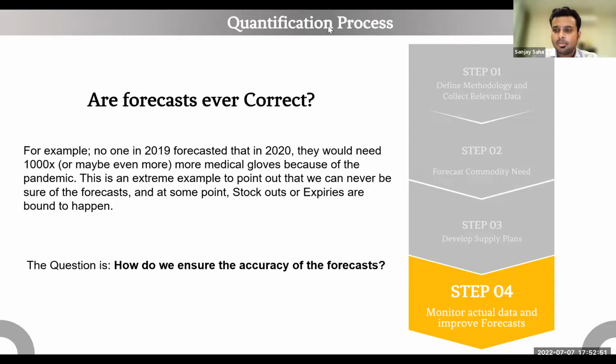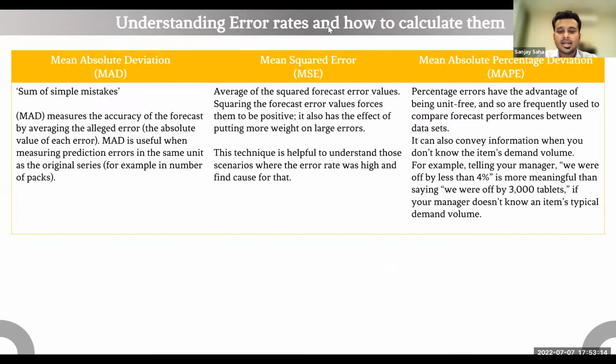Forecasts are never right. But there is a way to ensure the accuracy of forecasts over a period of time. Okay. So for a new program, mistakes are bound to happen. But as your program goes along, 2 years, 3 years, 4 years, 5 years, you can have better forecast accuracy. How do you do that? You do that by understanding the error rates in your forecasts and using those error rates while doing the forecast for the next period. Now, to calculate error rates, there are three methods.